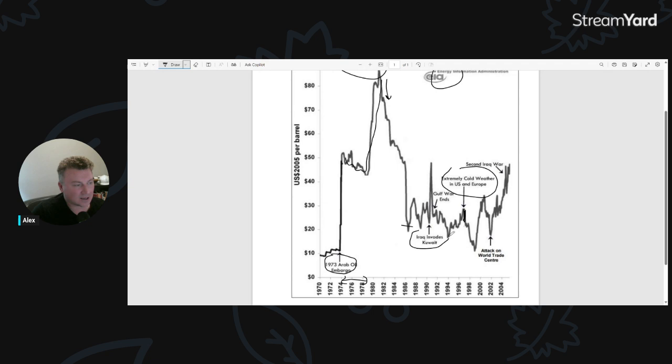Then Iraq invaded Kuwait. You can see that oil spike going from the mid 20s to close to 50. That's a substantial increase in a very short period of time. But when the Gulf War ended, you saw the same response downward to the baseline where the price was like $22-23 US. Then extremely cold weather resulted in a little bit of a spike, and when the weather returned to typical, oil prices declined.